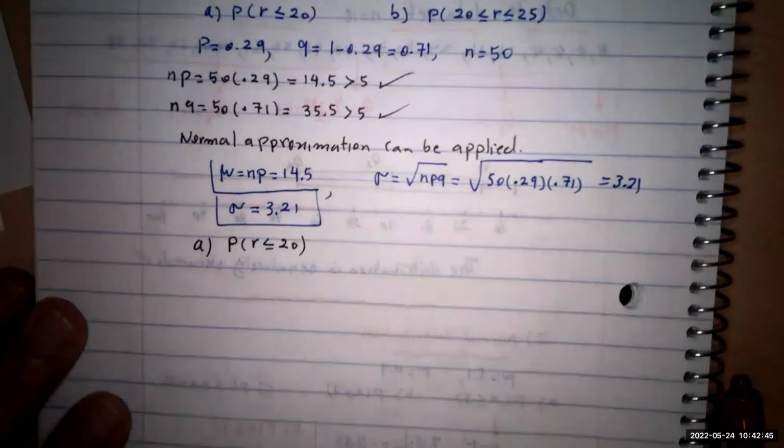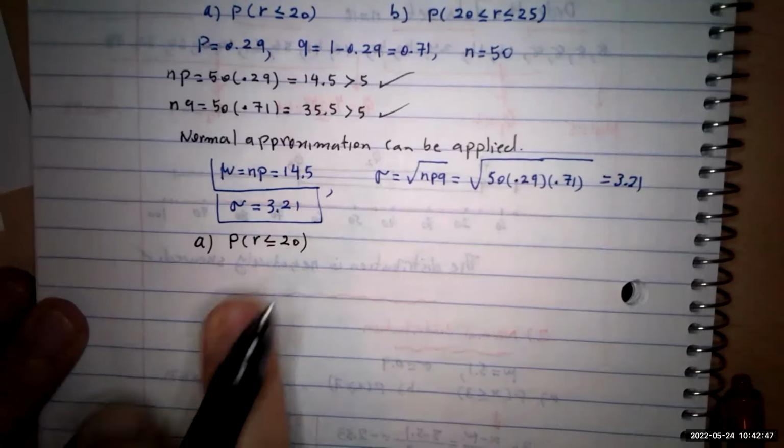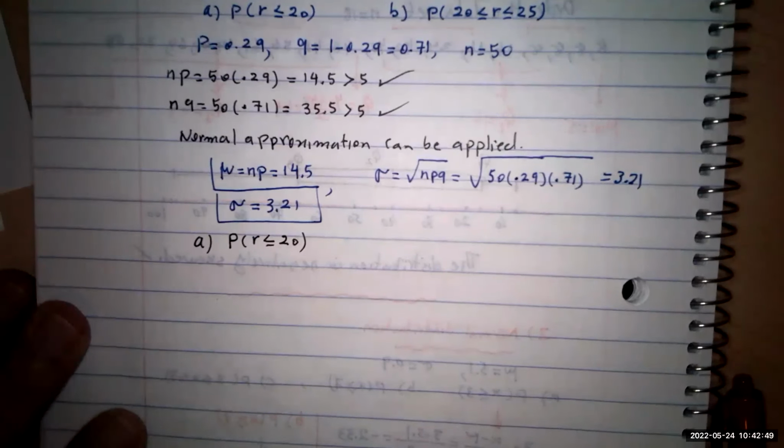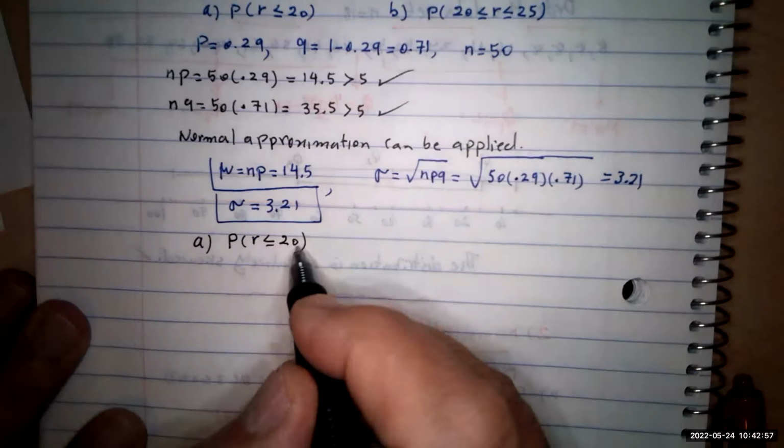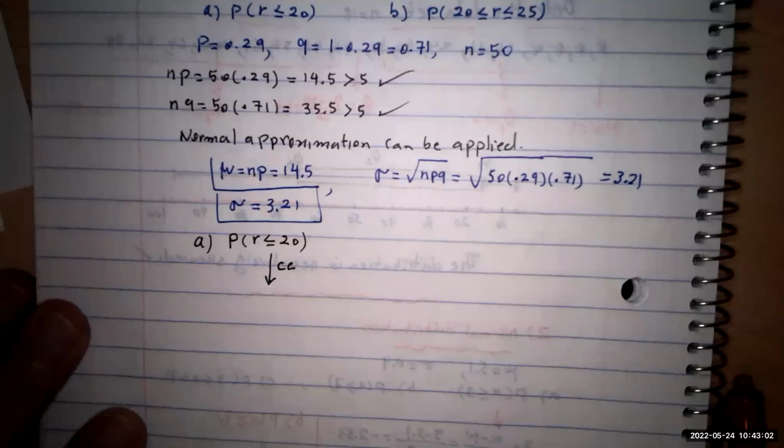Remember, in the case of the binomial, this means 20, 19, 18, 17, etc. So you have to correct for continuity. This is what you missed on the test. Okay, correction for continuity means we have to drop the 20 in an interval.